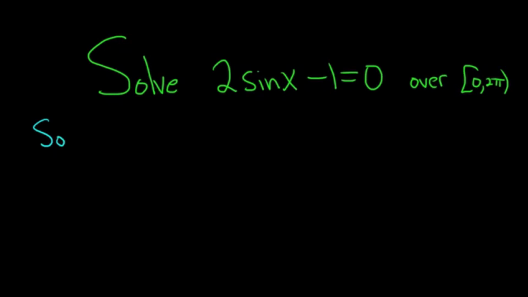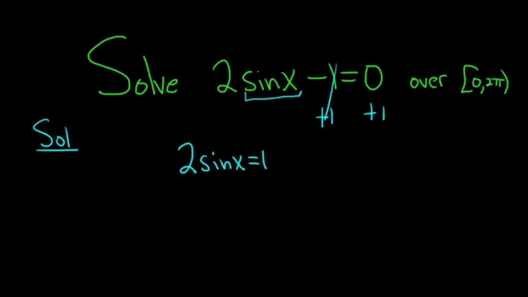Solve 2 times the sine of x minus 1 equals 0 over the interval 0 to pi. Solution. So in this case, we have to solve for x, and we only have one trig function. So it makes sense to start by solving for sine x. So to do that, we'll add 1 to both sides. So we get 2 sine x equal to 1. So now to finish, we'll divide by 2. So we get sine x is equal to 1/2.